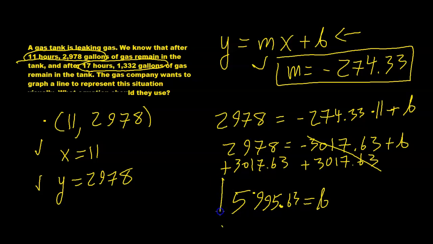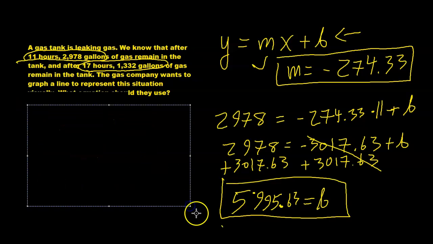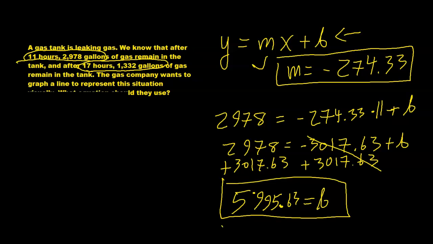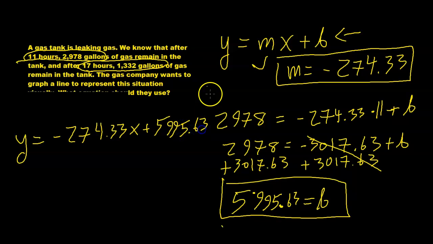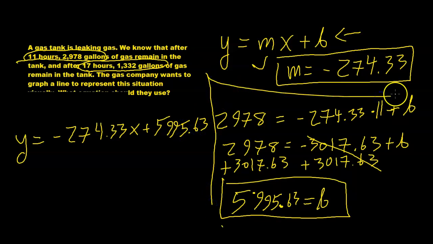All right, so we've got m, and we've got b. Step by step, we have found all this information, so we can finally tell this gas company that the line they should use to graph this situation is y equals negative 274.33x plus 5,995.63, right? There we go.